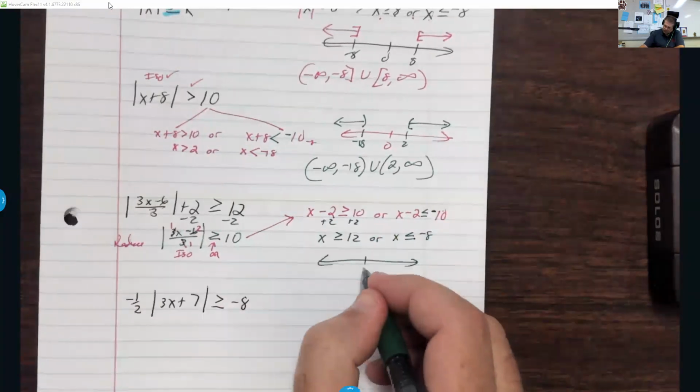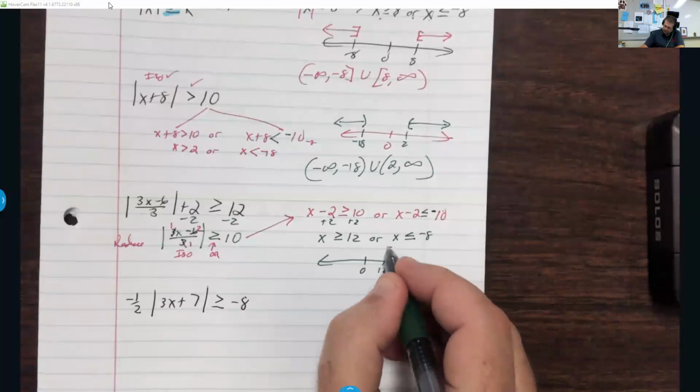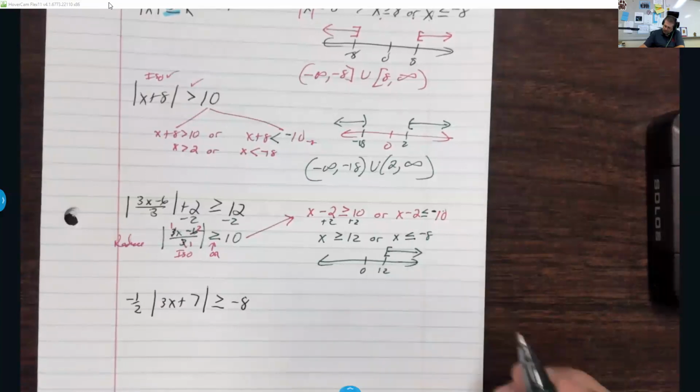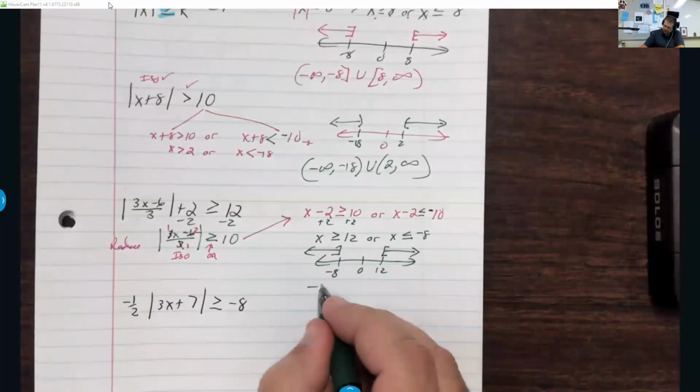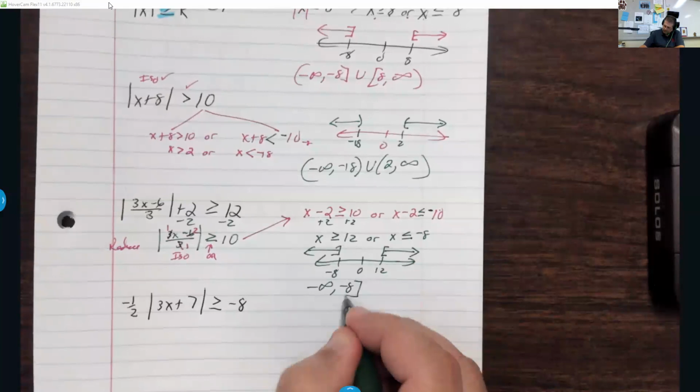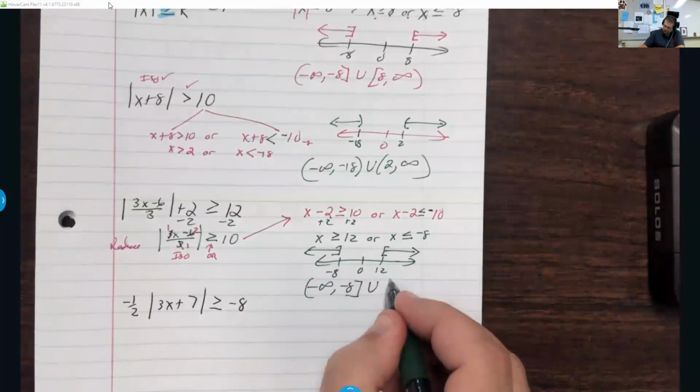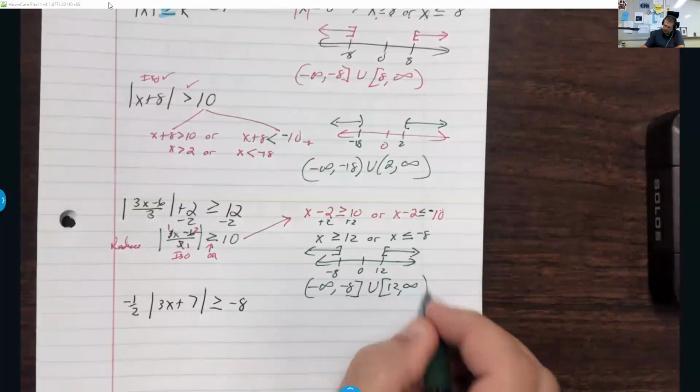Draw it out. Here's 12, close bracket to the right. Negative 8, close bracket to the left. Negative infinity to negative 8, closed. 12 to infinity.